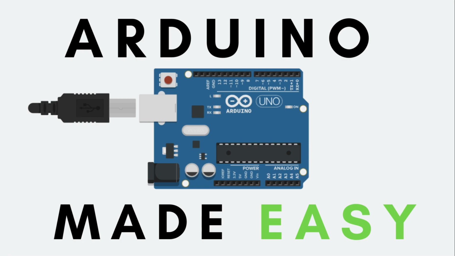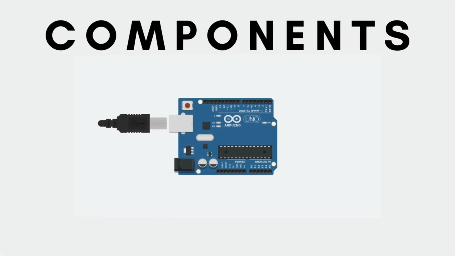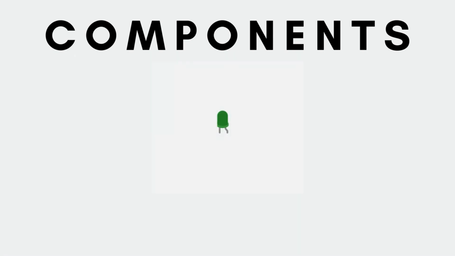Hello everyone. In this video, I'm going to be showing you how to write your first Arduino program and see it run. To start with, you will need one Arduino, one LED light, and a winning mentality.